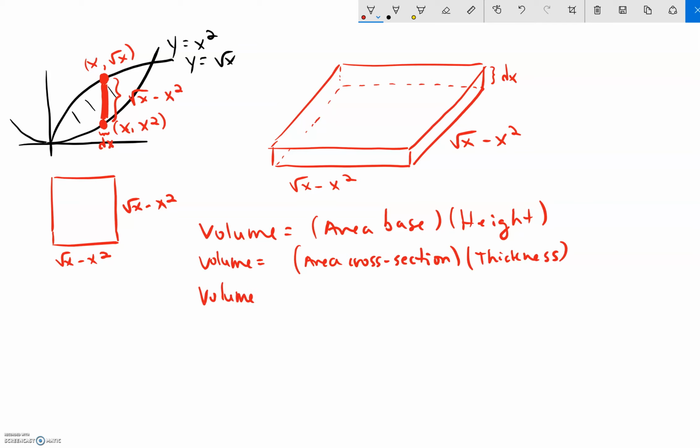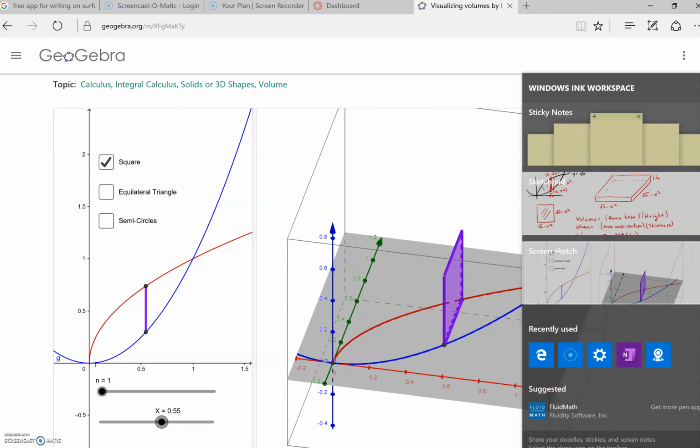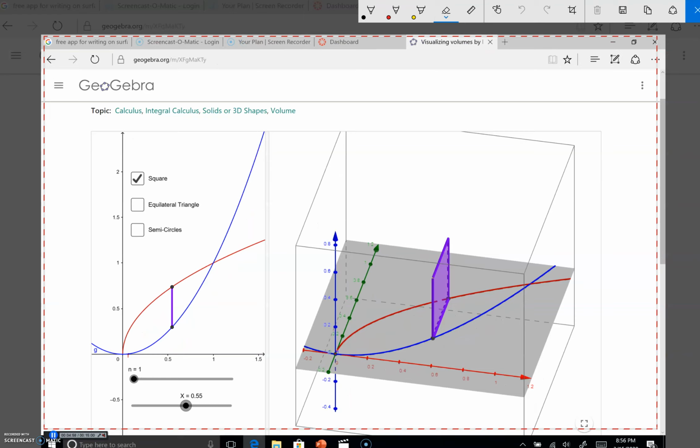So for our problem, the area of the cross section is right here, and that's going to be side squared, or length times width, so that's going to be the square root of x minus x squared, squared. The thickness is going to be this change in x, but that's just the volume of that one piece. When I go back to this diagram, we're talking only about the volume of this one square tile we have on the right.